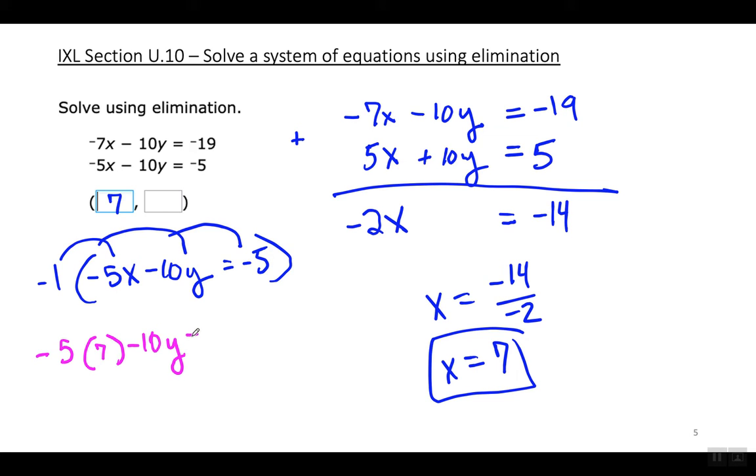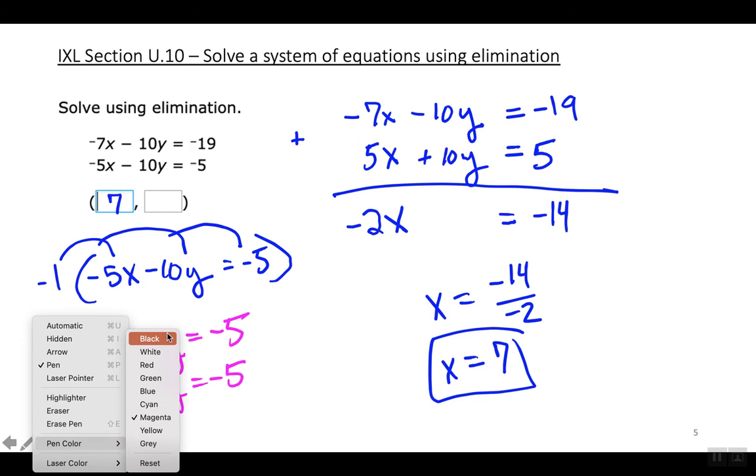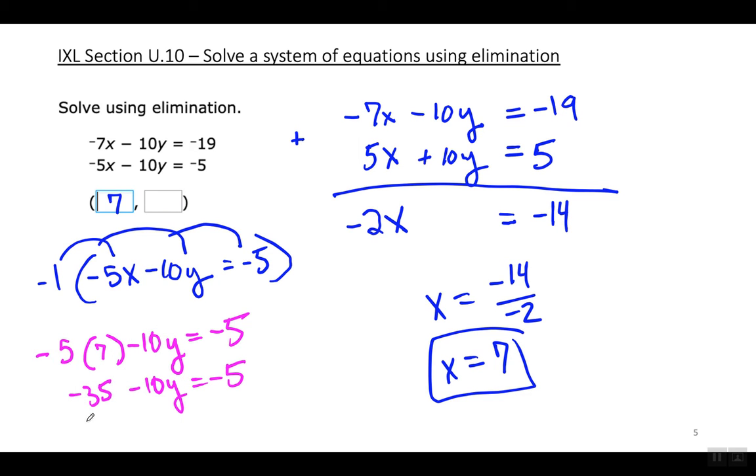So I got that. So I multiply negative 5 times 7. I get negative 35 minus 10y equals negative 5. And now I'm going to move the negative 35 to the right by adding. So I'm running out of space, but negative 10y equals 30. So y equals 30 divided by negative 10. So y equals negative 3.